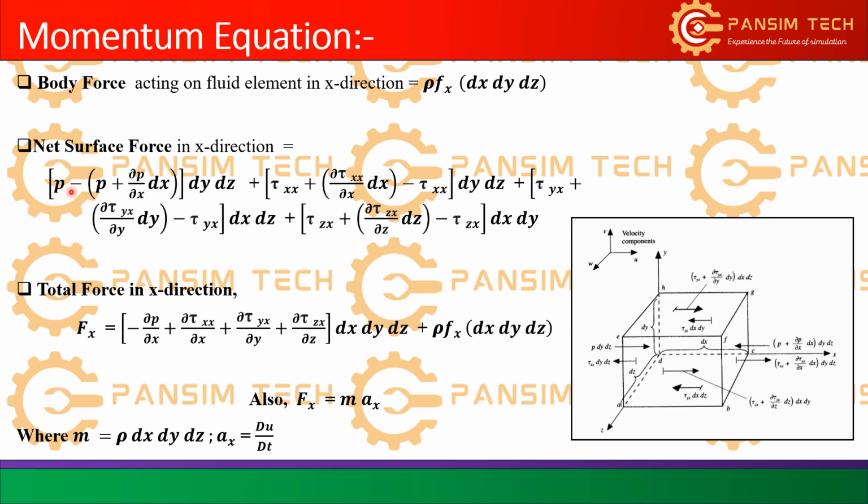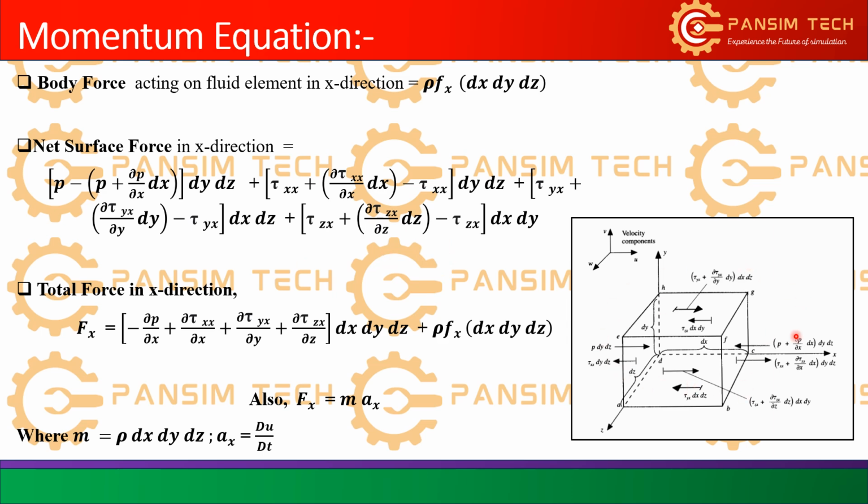So you see P minus (P plus dou P by dou x into dou x). This is your pressure into area, which is dy dz. As we are moving in the x direction, dy dz will be the area of this face. Plus this is your stress in the x direction for this face. On each face we need to take care of both stresses, that means this is normal stress and this is tangential stress. So this is tau xx plus dou tau xx by dou x in the x direction, where we see a change in stress. Plus, you can see here that stress is also acting in the y direction. So we have to take stress in all directions. You can see the x, y, and z directions from here.